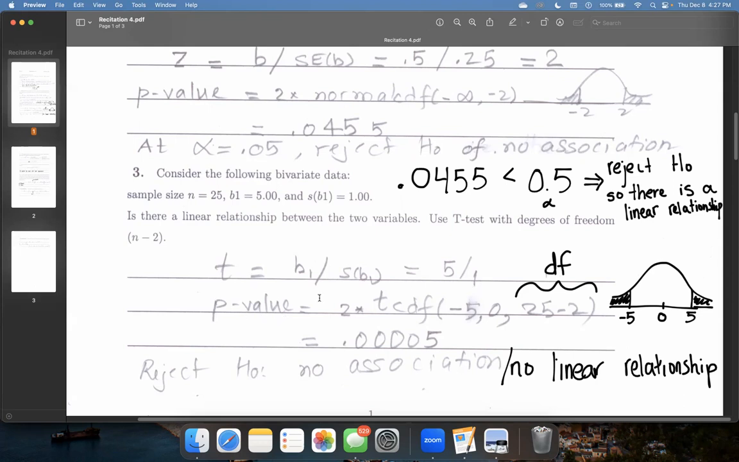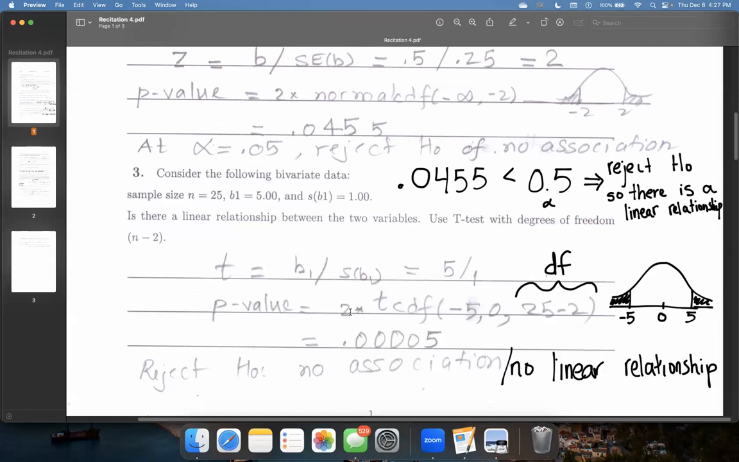And so if we were to draw out our t distribution, it's still a bell curve, and since this is our t value here, we have -5 and 5. So we want to find the p-value, the area under the curve. So I can find the area under the curve here, which is t CDF from -5.